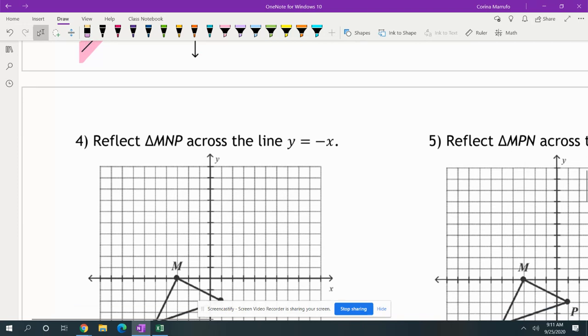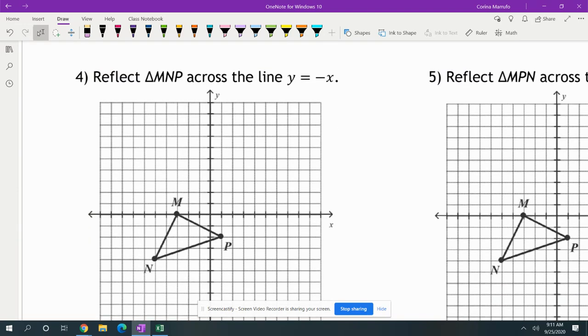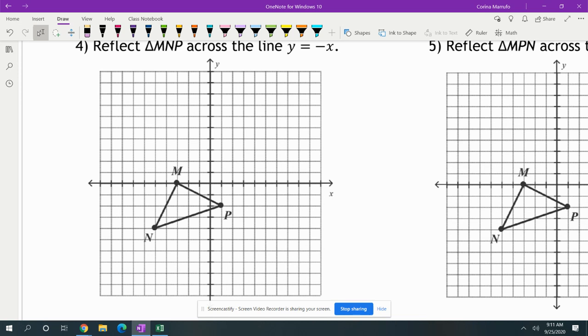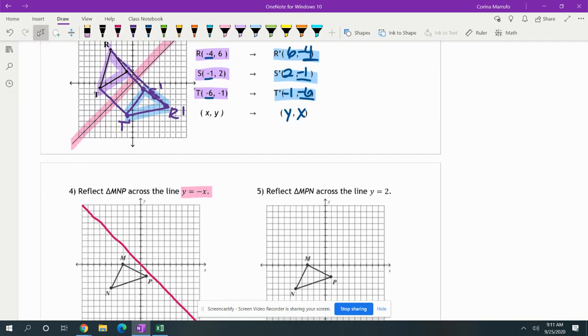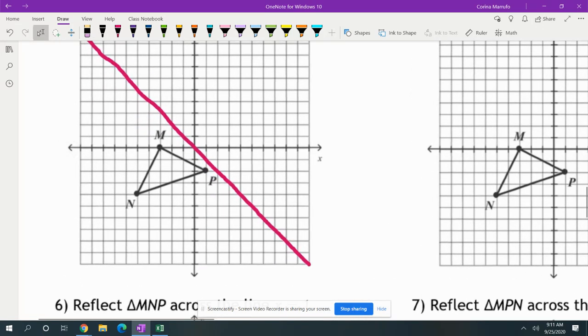All right. So here it wants us to reflect M, P, and N across Y equals -X. Okay, so I'm going to go ahead and draw my line of reflection. -X means you have a negative slope of 1/1, and it needs to go straight through the center. So I'm going to try to make the line as straight as possible. And it goes diagonally all the way across. Okay, so this one is similar to Y equals X, but instead of your line going up, it's going down.